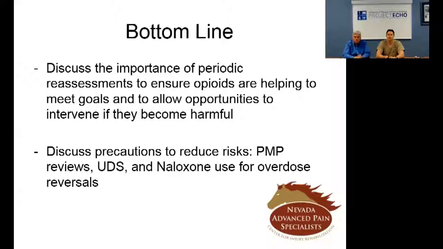They also want you to discuss precautions or how you are going to determine if the patient's at risk. And they want you to discuss openly how you'll check PMPs, do urine drug screens, and openly discuss how naloxone can be used for overdose reversals. How many people out there are actually currently prescribing naloxone with every script that they get for opiates? Is anybody doing this practice commonly?